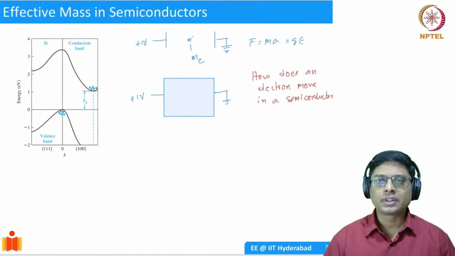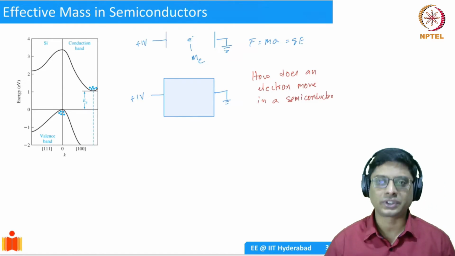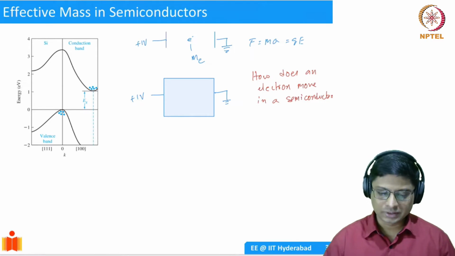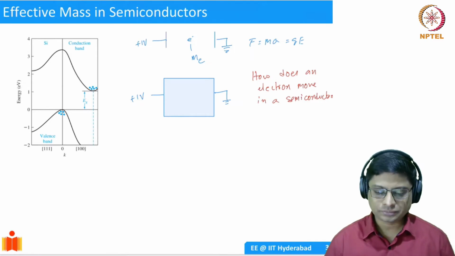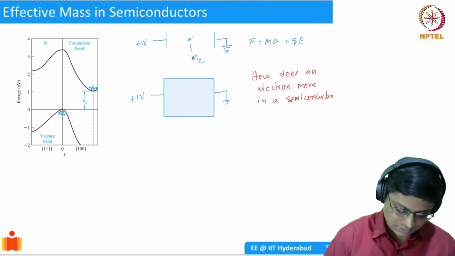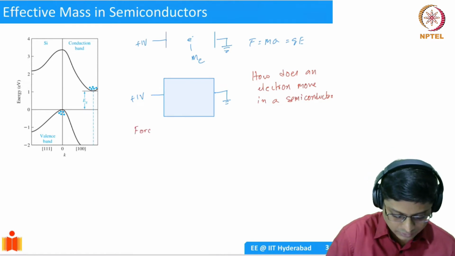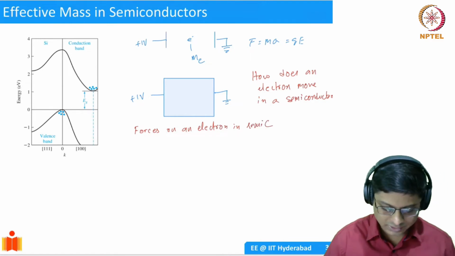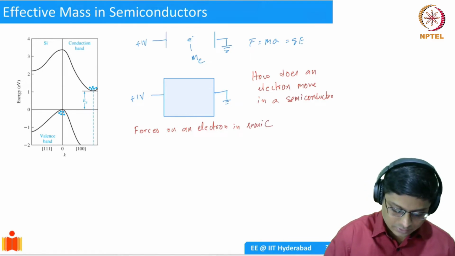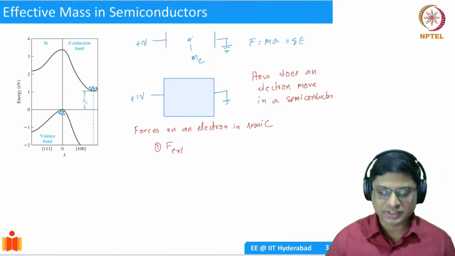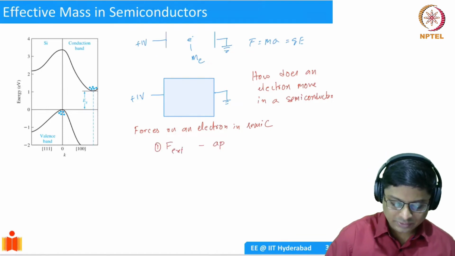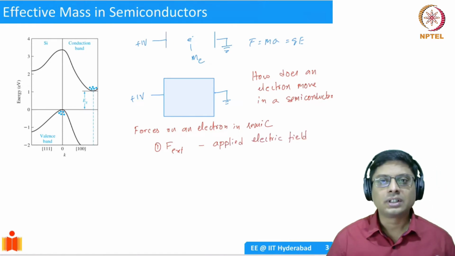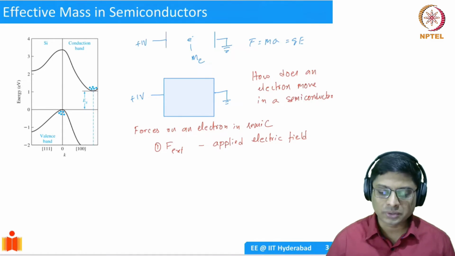To answer this, we need to understand what the various forces are acting on the electron. So what are the types we can think of? Of course, there are forces on an electron in a semiconductor. We have the first one, the external force, which is essentially the applied electric field. In addition, we have an internal force, force due to the crystal, right?